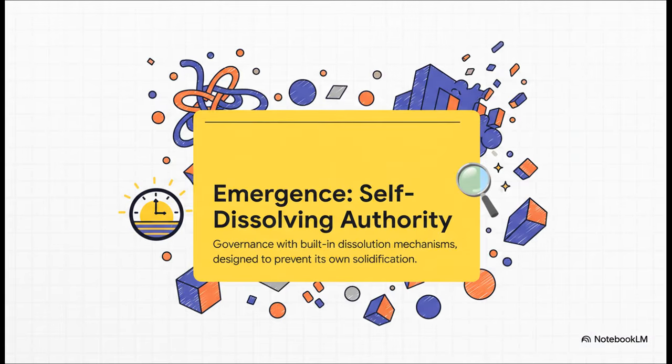And boom, this is the emergence. The result is a completely new orphan concept, self-dissolving authority. What is that? It's a model for governance that has mandatory dissolution mechanisms, sunset clauses, built right into its DNA. See, it's not really Buddhist and it's not really Arendtian. It's something brand new, born from that collision.